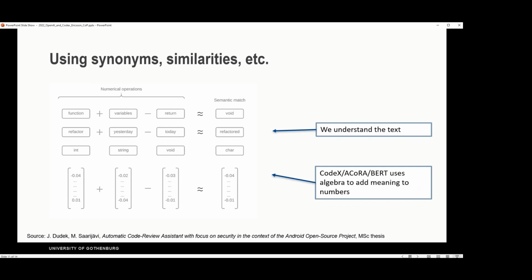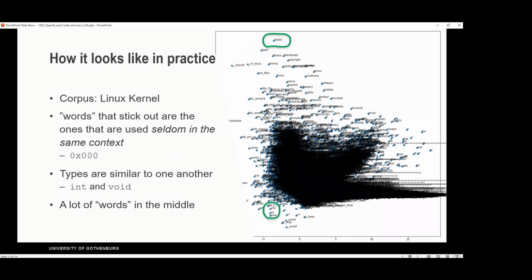Now, this diagram I showed you, the vectors, they look very nice when I show you that for like three words. But this is how this vector space looks for the Linux kernel. As you see, the majority of the words, lines and tokens are all over the place, very close to one another. But I would like you to take a look at two places. One at the top, where we have the 0x000. Those of you who see it will directly say it's a null pointer, only described as a zero, and probably shouldn't be used like that. It should be used as a null instead.